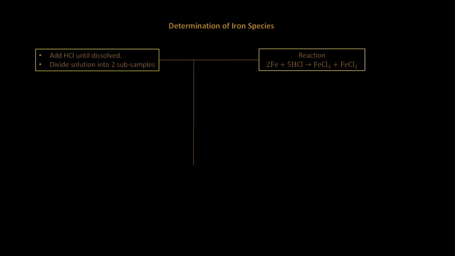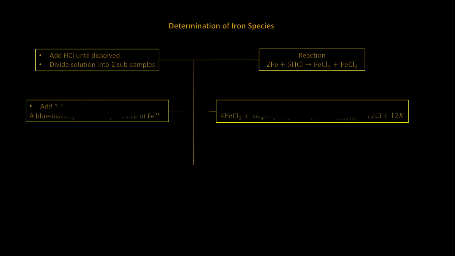2 grams of sample is dissolved in hydrochloric acid. The reaction forms an aqueous iron chloride which has the formula FeCl2. It also forms iron chloride, or FeCl3. Once the sample is dissolved, it is divided into 2 separate subsamples.